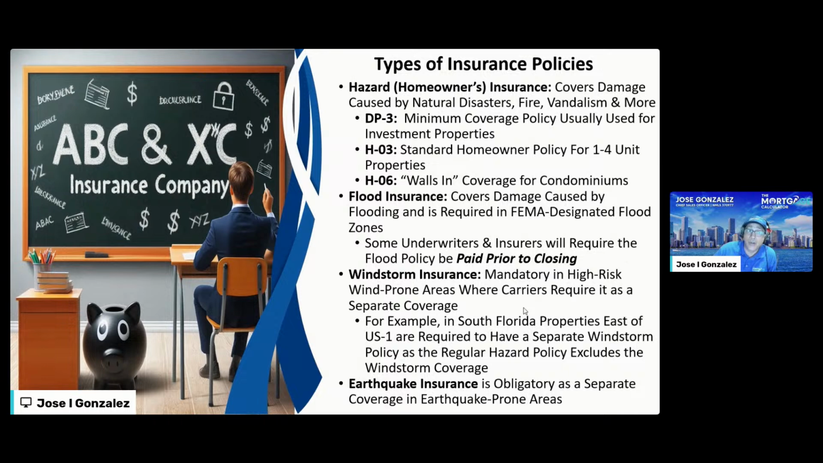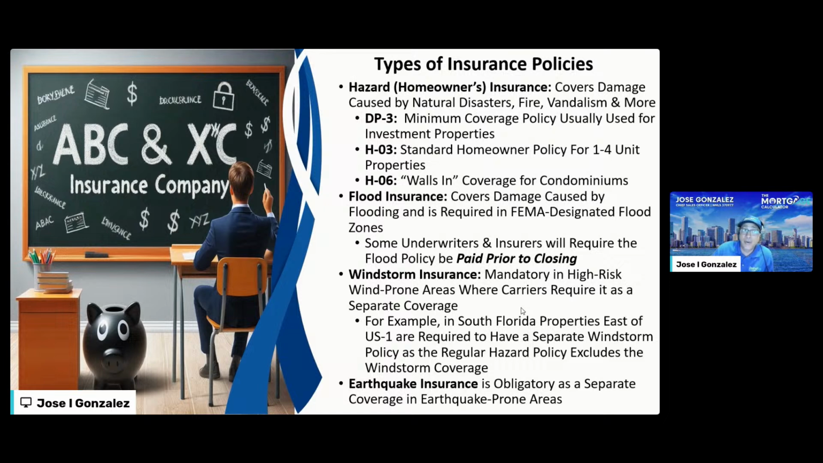Now, please note that depending on the part of the country, windstorm is going to be maybe a separate coverage, right? So from your homeowners. Now, the homeowners coverage, the one that's going to provide coverage for the structure for your standard type of losses, is going to be either a DP3. That's going to be the lowest cost full coverage policy that's usually used for investment properties only.